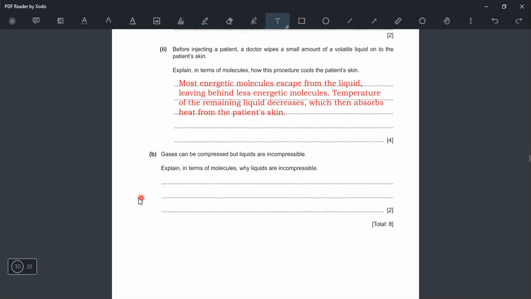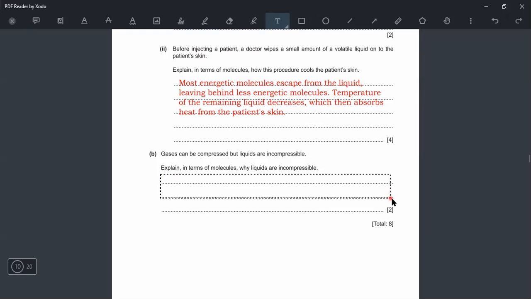Next. Gases can be compressed, but liquids are incompressible. Explain in terms of molecules why liquids are incompressible. Liquids are already really close to each other. They already have very small spaces between them, and their intermolecular forces are relatively strong. So if you try to force them close to each other, they're already close. They don't need to move any closer, and they already have strong forces between them. If you try to force them even closer, they'll start repelling each other.